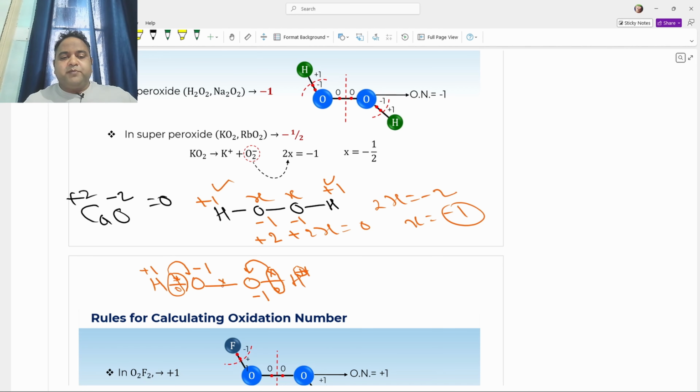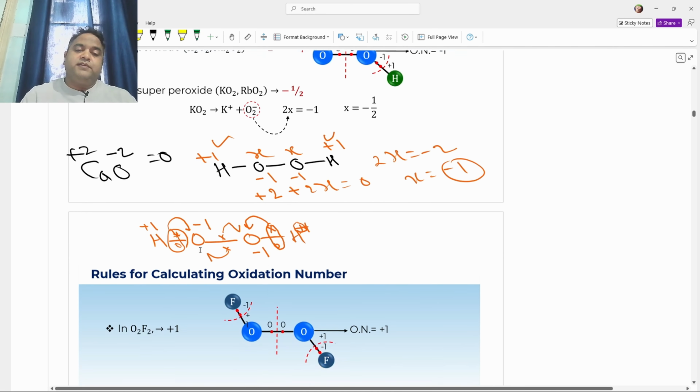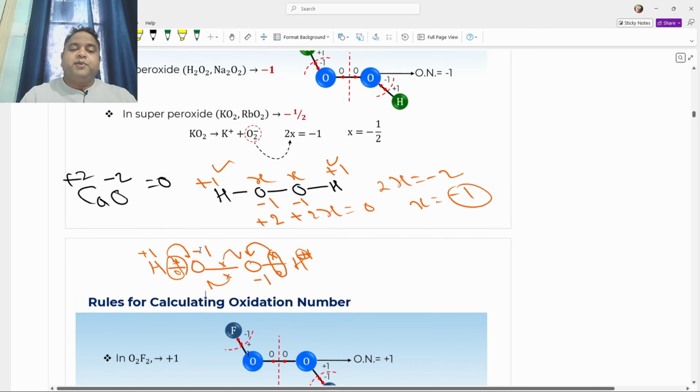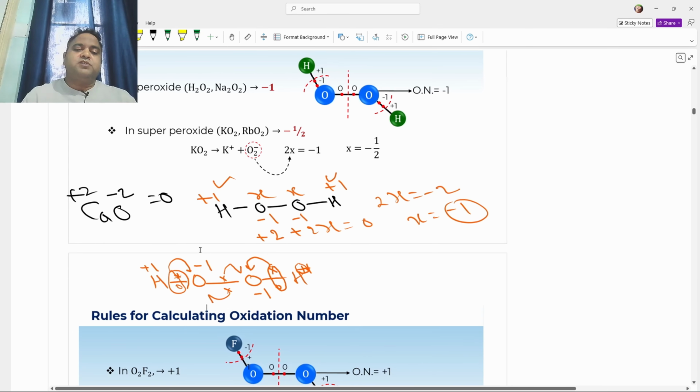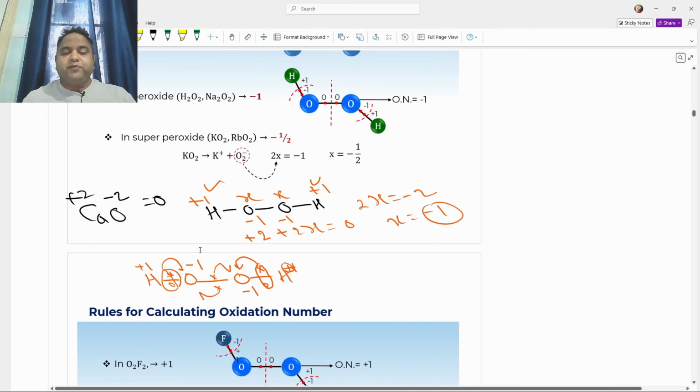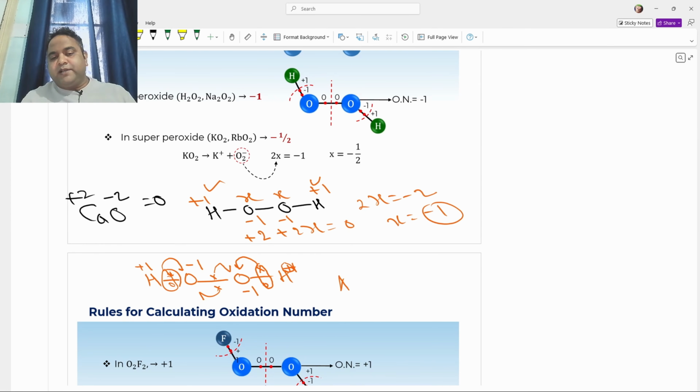But the electrons present between oxygen and oxygen, they are having the same electronegativity. So the electrons will be distributed equally. Meaning, if you have done business partnership with your friends in your own house, then there is no loss, no gain. Electrons will be distributed equally. If there is an identical atom, electrons will be distributed equally. So no loss, no gain, no charge.